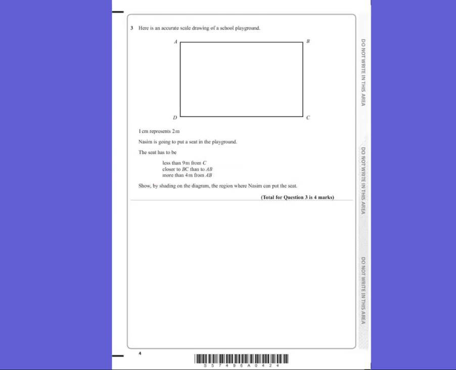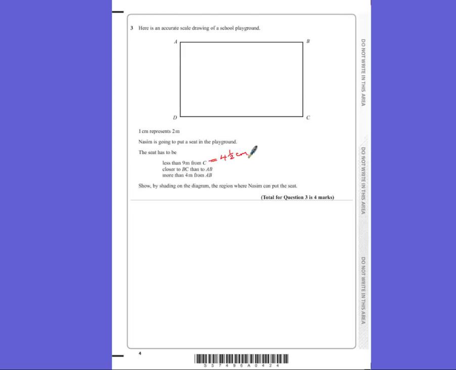Question 3. Here is an accurate scale drawing of a school playground. 1 centimetre represents 2 metres. Nazim is going to put a seat in the playground. It has to be more than 9 metres from C. So first of all, 9 metres using this scale would be 4.5 centimetres, just divided by 2.